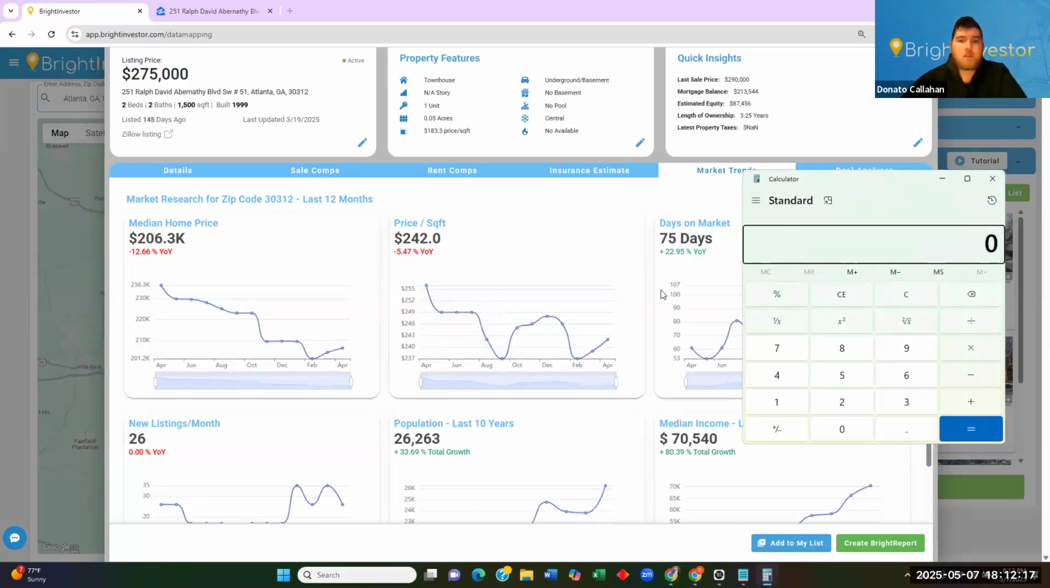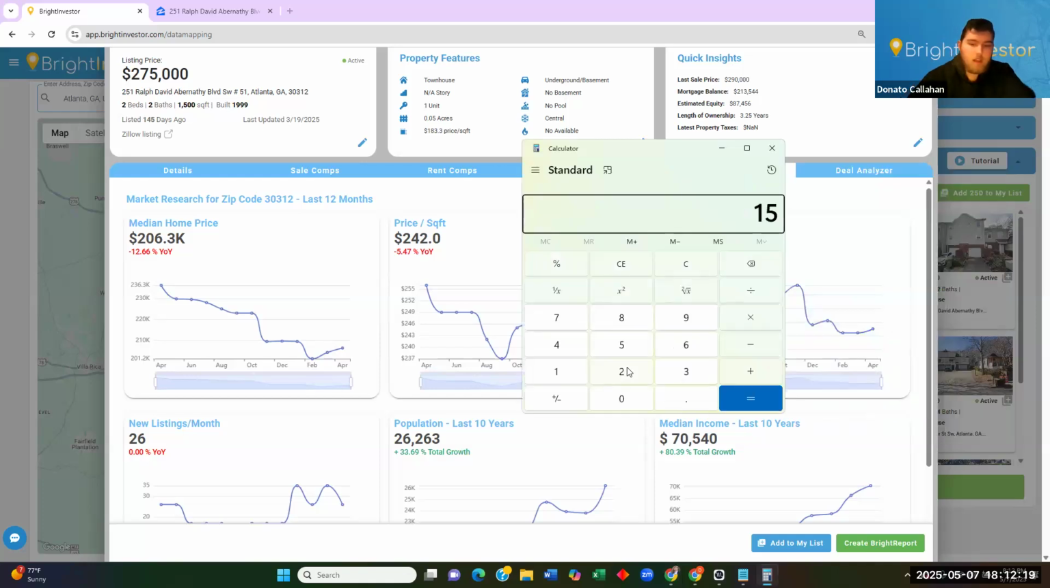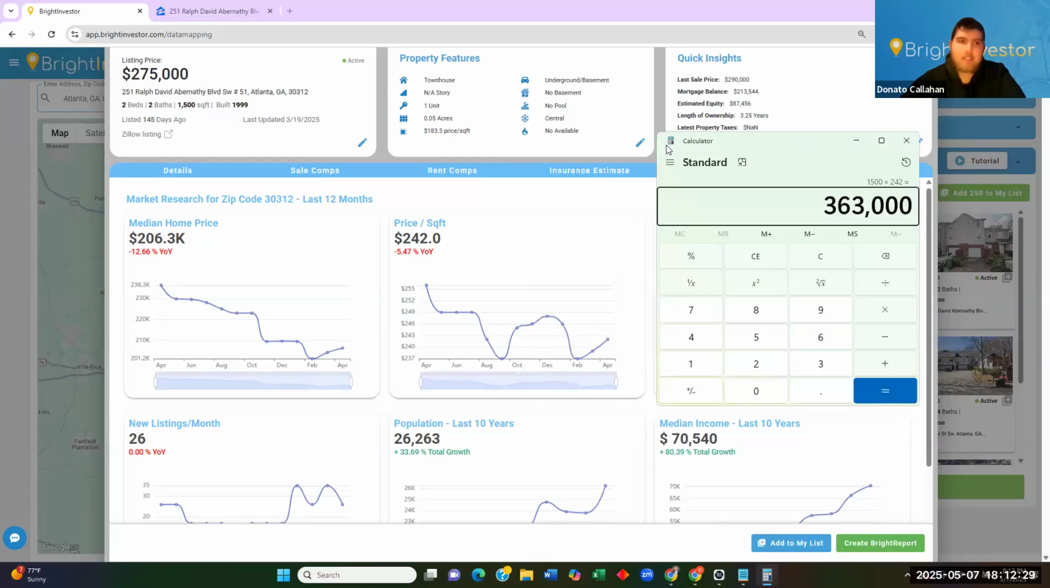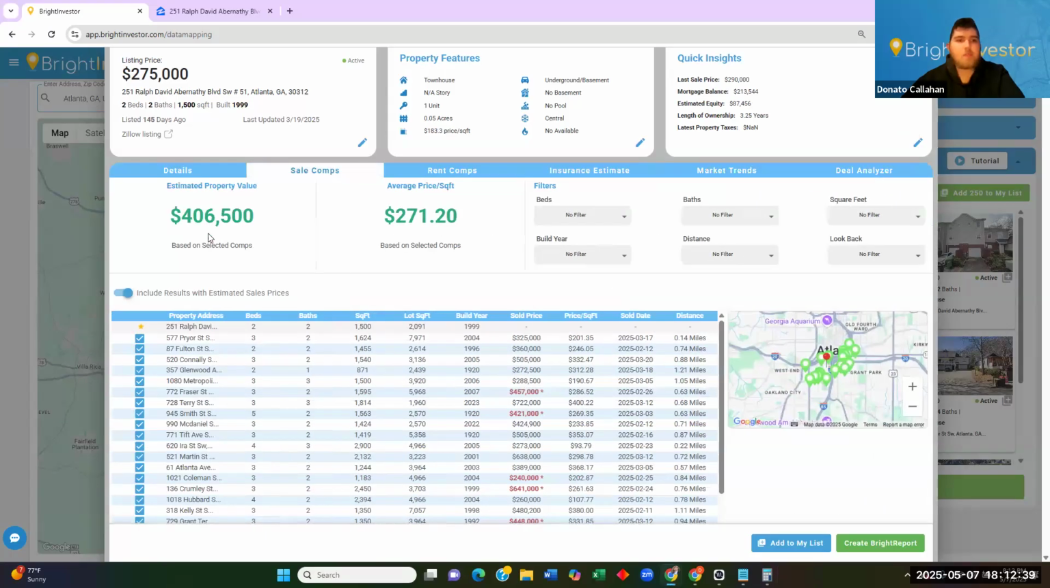I have a home that's 1,500 square feet. The median price per square foot is 242. That would make this property worth $363,000. Clearly, it's not selling for that. And the median home price in this area is 206,000. This property is definitely not going for 242 a foot. So something about this property is off. Why is this property selling so far below the average price per square foot?